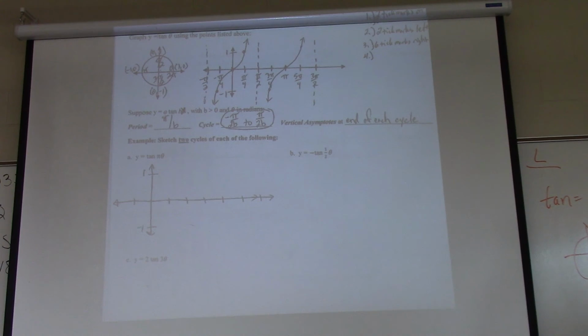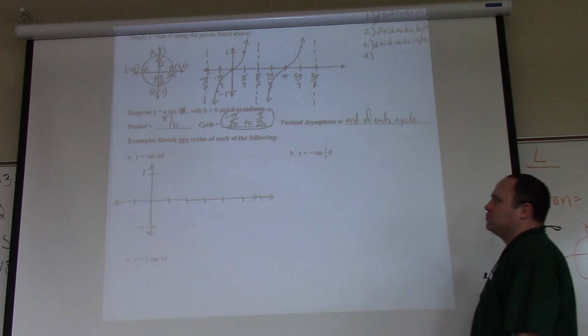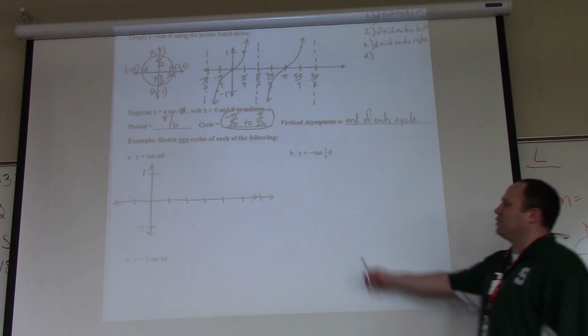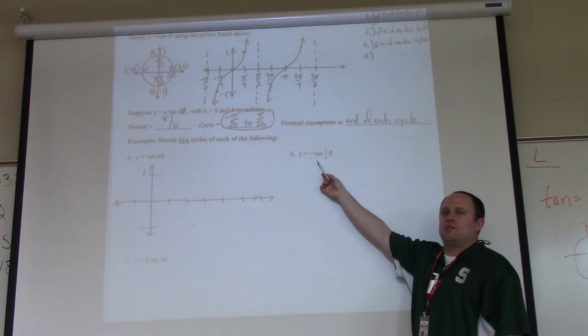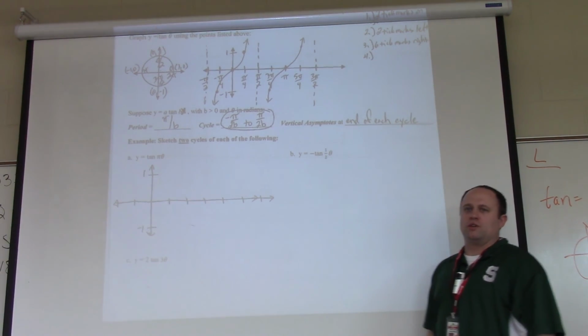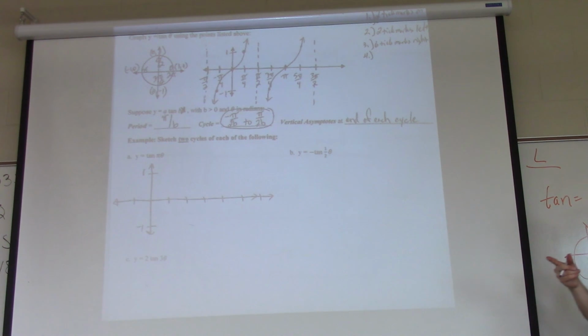I put a 1 and -1 there because my a is 1. Right? Even on this one, what's a on this one? -1, so I still have 1 and -1. But it's going to change the outlook of it.